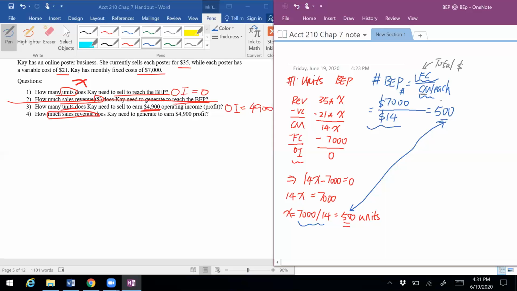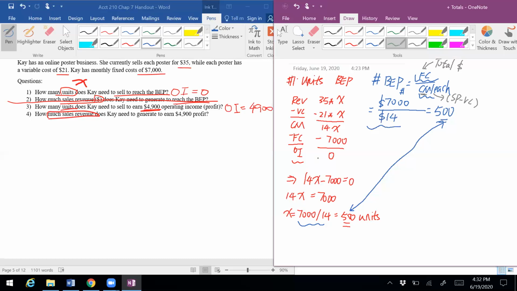How do you get this one? It's selling price minus your variable cost for each one. So you get your contribution margin there. Once you get the numerator and the denominator, you can get the units of the break-even point directly. Very exciting, right? Next one asks, what's the dollar amount you need to generate? You can do this the traditional way by yourself, but I want to practice the formula with you.